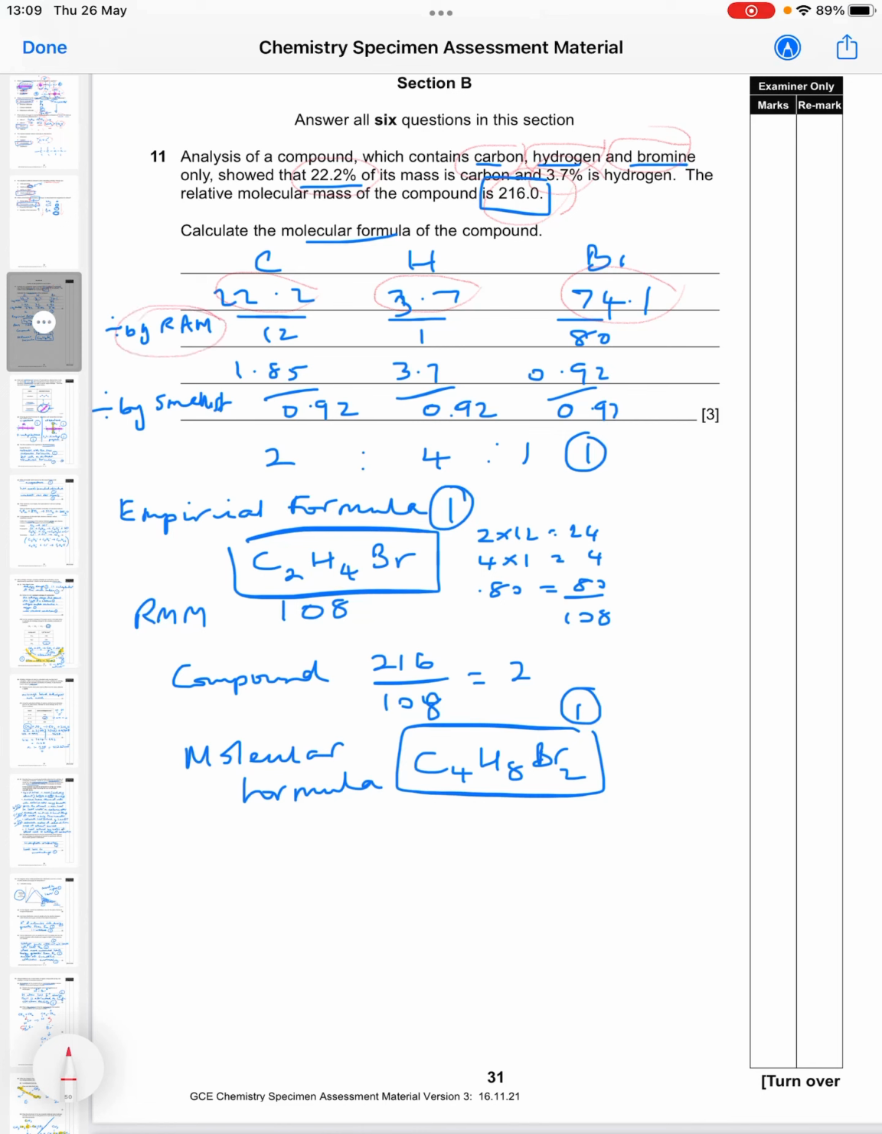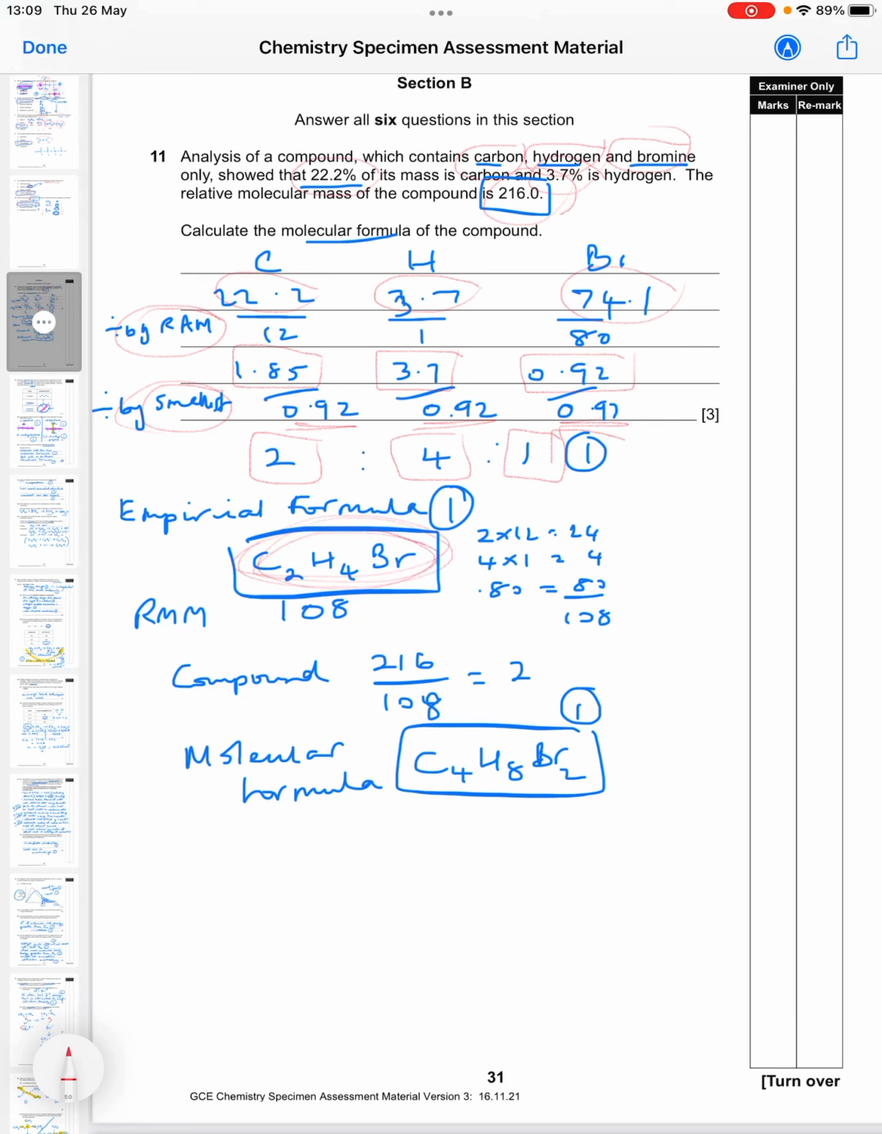We're dividing through by the relative atomic mass, and that gives us 1.85 for carbon, 3.7 for hydrogen, 0.92 for the bromine. And then we divide by the smallest number, which is 0.92, and that gives us a whole number ratio of 2 to 4 to 1. And there's 1 mark for that. Then you get another mark for writing the empirical formula, which is here, C2H4Br.